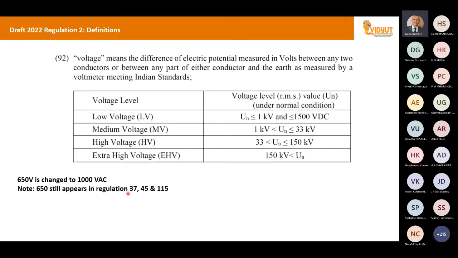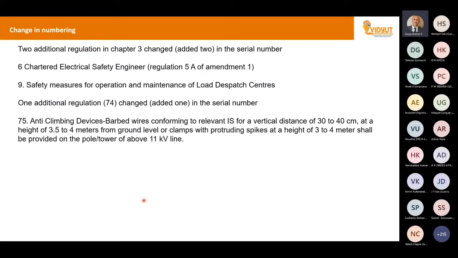In a few places, 5-6 places, it's coming, but I think it will be changed to 1000 volt. Probably a typographical error. There are two changes if we start from the first 3-4 chapters. The 6, a new number has been given to Chartered Electrical Safety Engineer. Number 9, this is a new regulation, safety measures for operating and maintenance of load dispatch center. And in regulation 75, this is also anti-clamping device. This is also a little bit new.